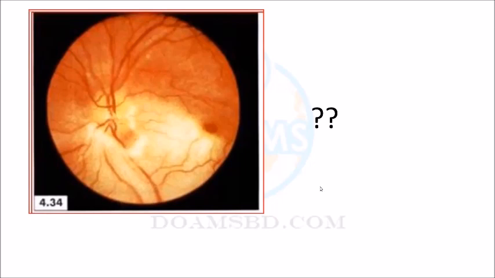Is it following any vascular territory? Yes, this is the inferior temporal territory. This is called the superior temporal territory. So this is less vascular. There may be vascular occlusion. So is there any cherry red spot? Is there any cherry red spot? So what could be the diagnosis now?